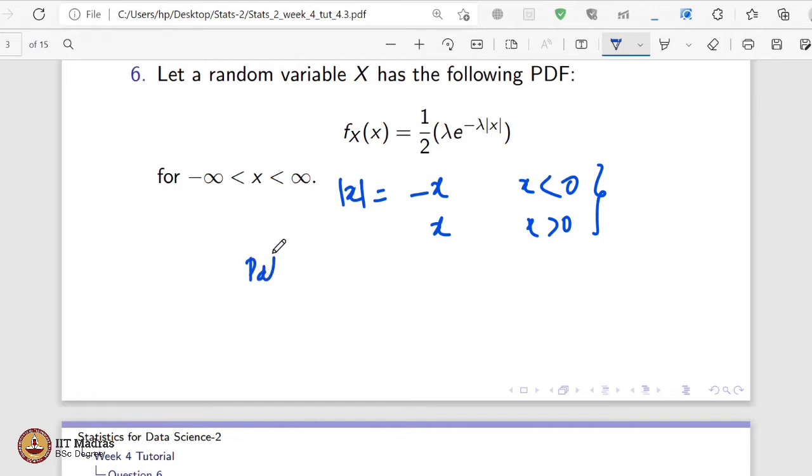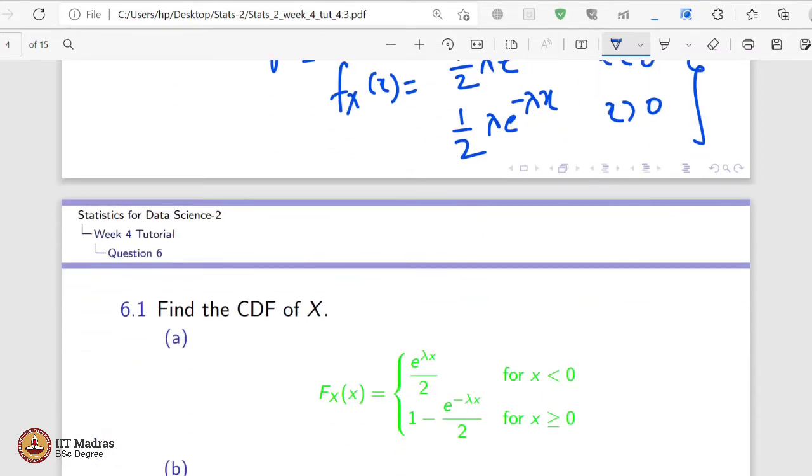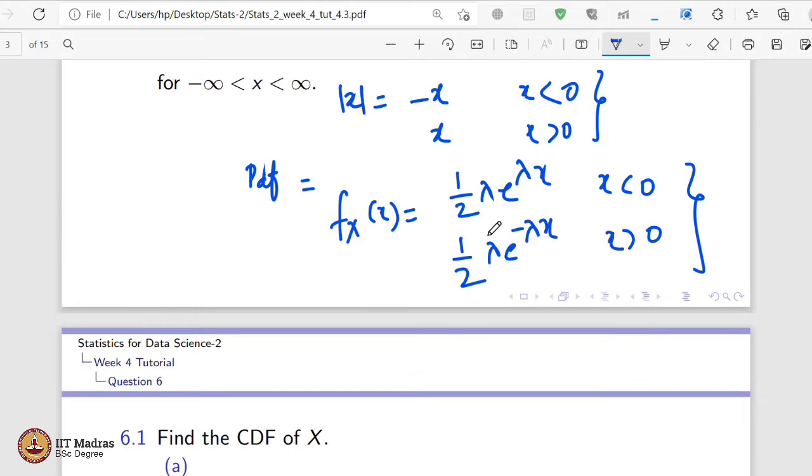So now the PDF will be f(x) equals 1 upon 2 lambda e to the power lambda x, since minus into minus x gives lambda x, when x is less than 0, and it will equal 1 upon 2 lambda e to the power minus lambda x when x is greater than 0, depending upon the value of x. Now we have to calculate the CDF of x. The CDF of x can be calculated directly by integrating f(x) up to the limit x.